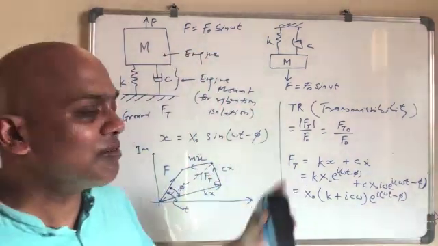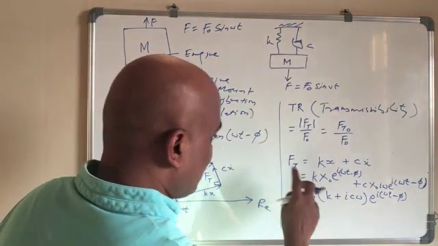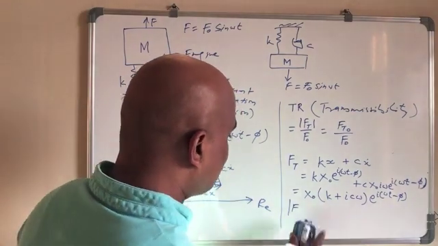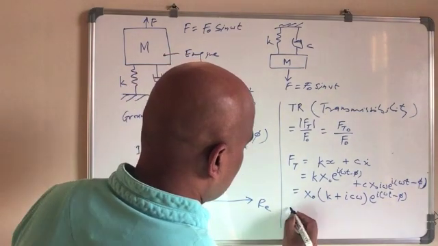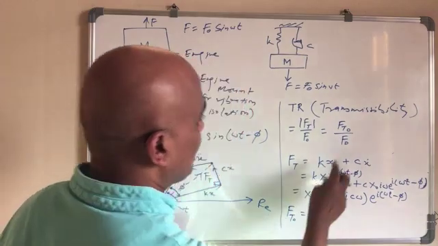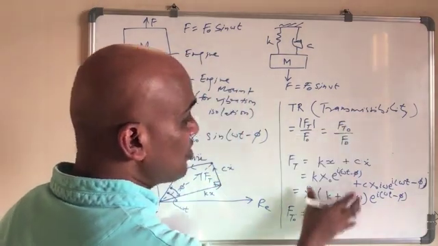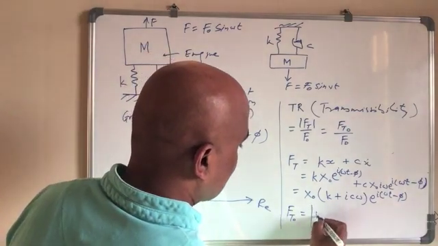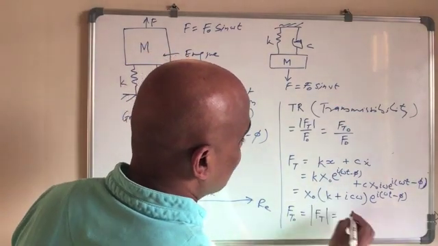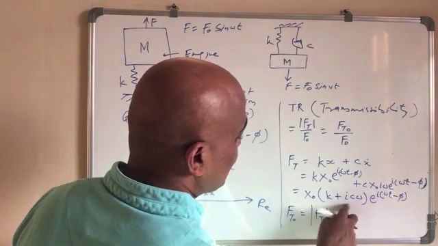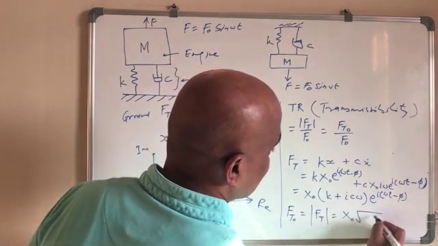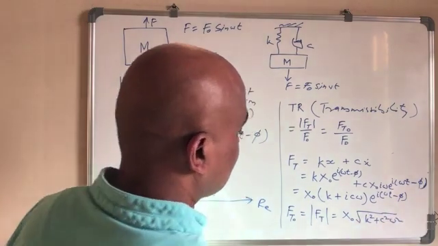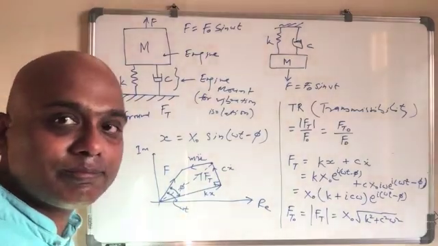Okay, this is what we have. So that really means that Ft0, which is the magnitude of this transmitted force, will be equal to Ft, and what do we get? We get X0 times root of k squared plus c squared omega squared. That's what we get, Ft0.